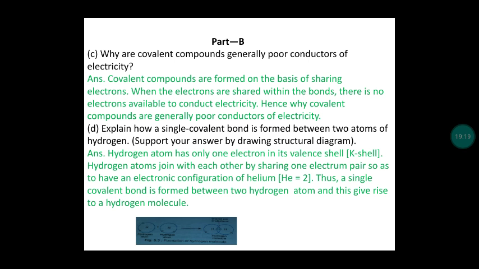Now, what are covalent compounds? Why are covalent compounds generally poor conductors of electricity? Covalent compounds are formed on the basis of sharing electrons. When the electrons are shared within the bonds, there is no electron available to conduct electricity. Hence, covalent compounds are generally poor conductors of electricity. You have to write this line, hence covalent compounds are generally poor conductors of electricity.